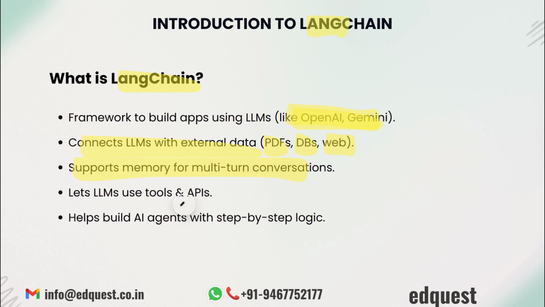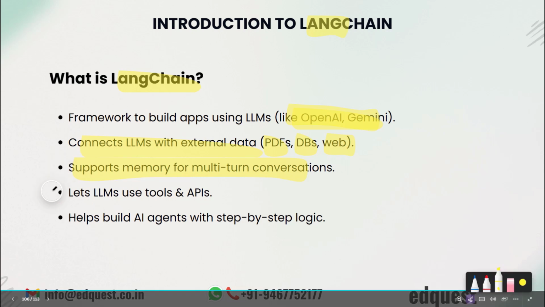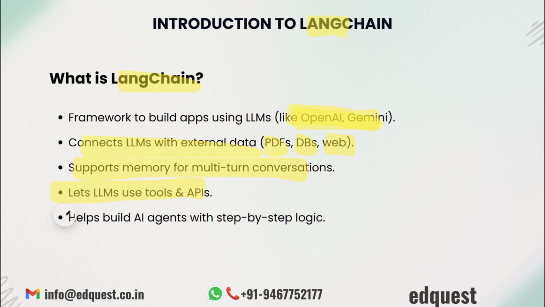On top of that, LangChain lets you plug in tools and APIs. Want your AI to do math, fetch the weather, or book a ticket? LangChain makes that possible. And the biggest power of LangChain, it helps you create AI agents. System that can follow a series of steps logically, access tools, make decisions, and solve problems independently. Stick around because next we will break down the key components of LangChain and how they work together like puzzle pieces.